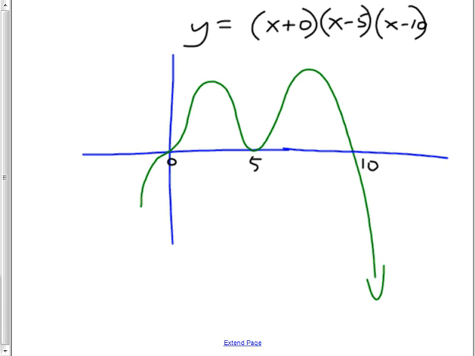How about this? Who can see something else has to be different on my equation to match the graph? Yes, sir? Okay, and tell me the exponent that should be on the 0. You got it. Tell me the exponent should be on the 5. You got it, because it's a bounce. And the exponent that should be on the 10, a 1.